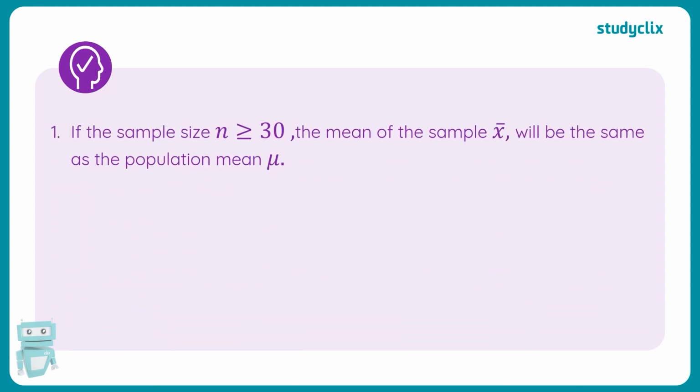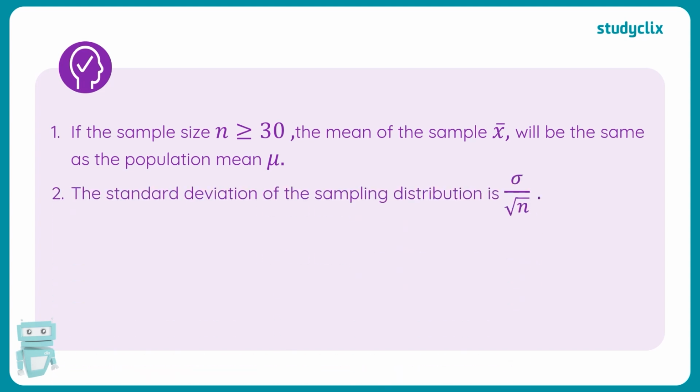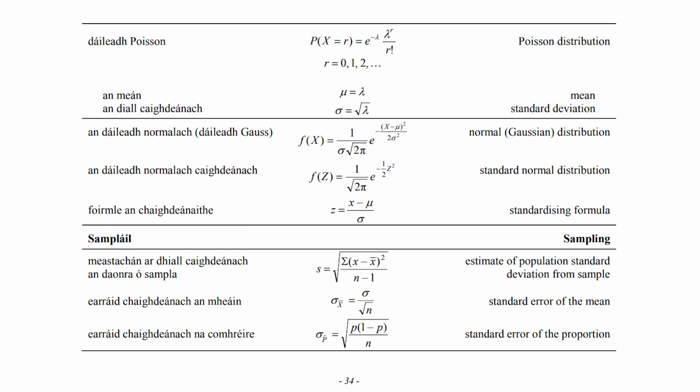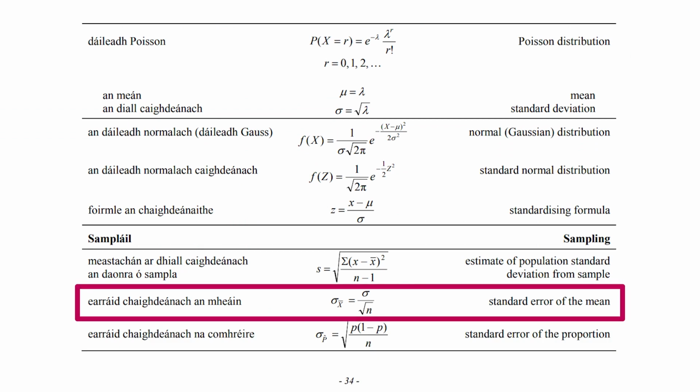So what it's saying is if the sample size is bigger than or equal to 30, the mean of the sample will be the same as the population mean. Second thing, the standard deviation of the sampling distribution is the standard deviation over root n. Now that is actually found in your formula books on page 34. And we'll use that in the confidence intervals for means.